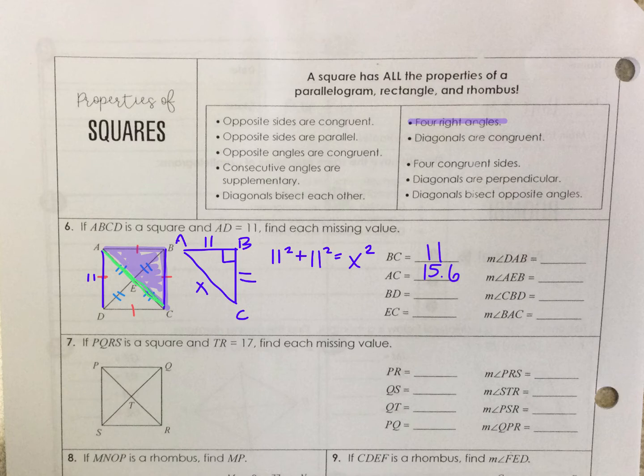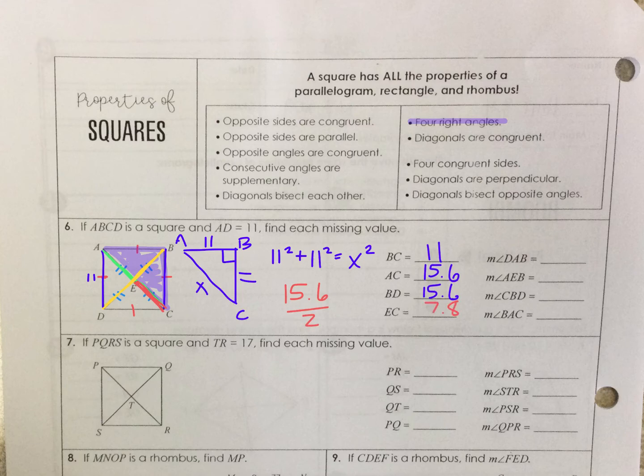Now, BD. BD, it's this line right here. Well, they're exactly the same. So it's also 15.6. Now we want to know EC. Well, EC is just part of that green line. So if the whole green line is 15.6, half of that, because that's what we've done, we just divide by 2 and we'll get the red one, which is 7.8.